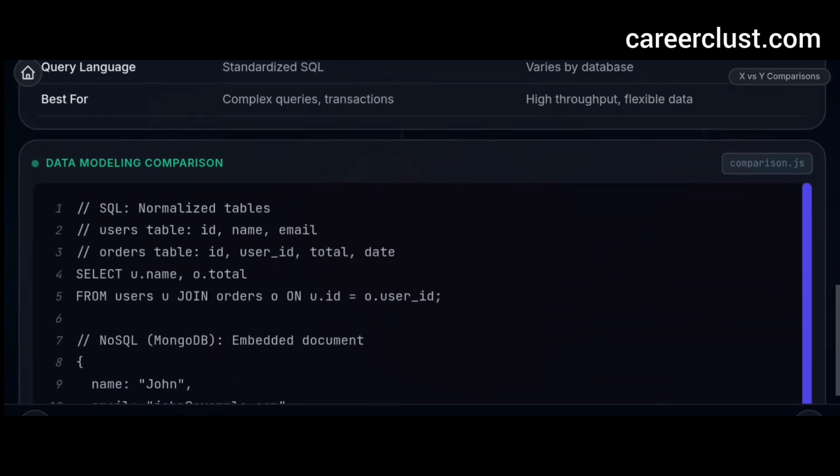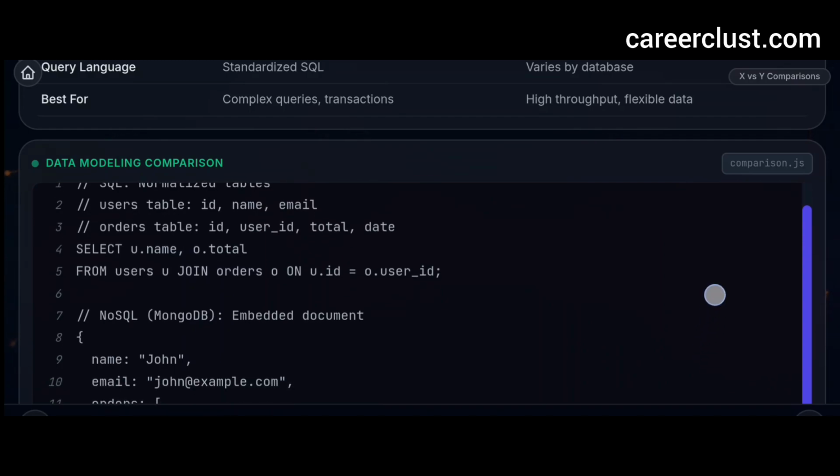So, data modeling comparison. If you see here, in SQL there are normalized tables, like the users table will have ID, name, email, and the orders table will have ID, user ID, total, and date. So we can access the data with select u.name, o.total from users u join orders o on u.id equals o.user_id. So this is a query or data representation in the SQL database.